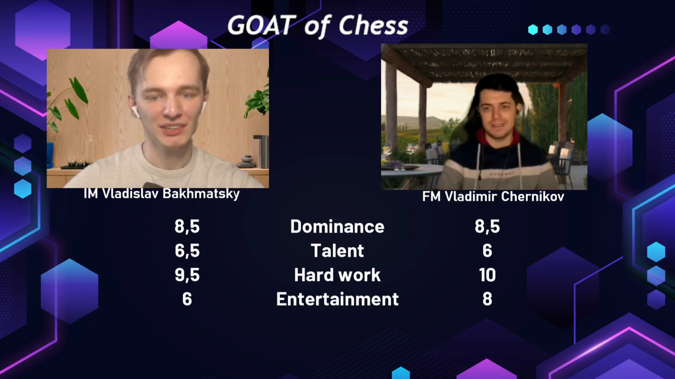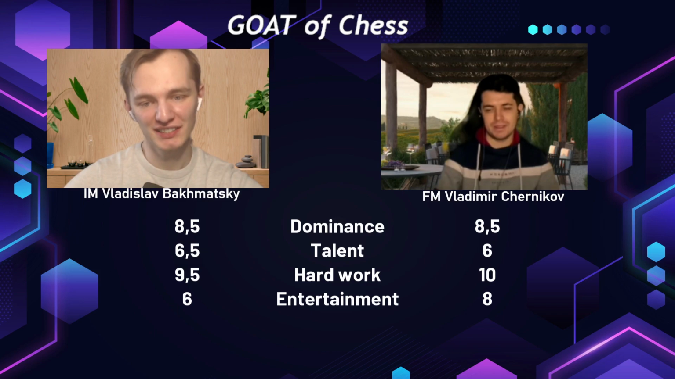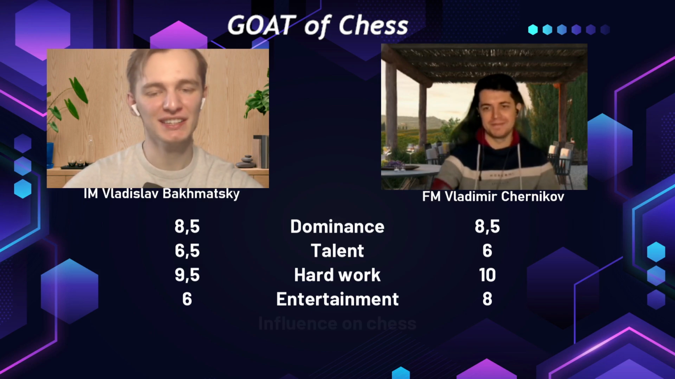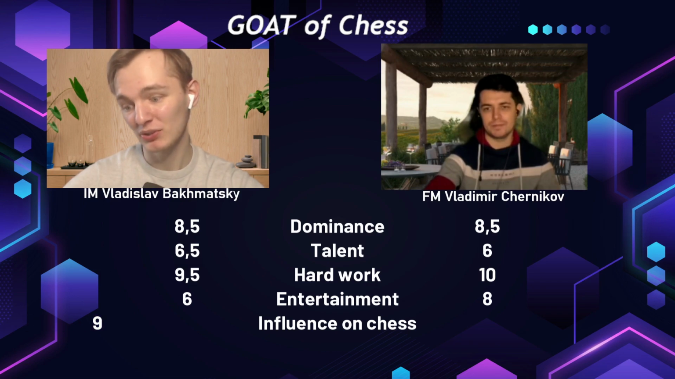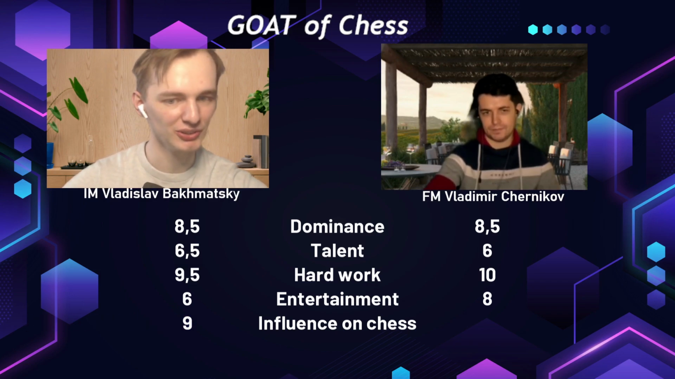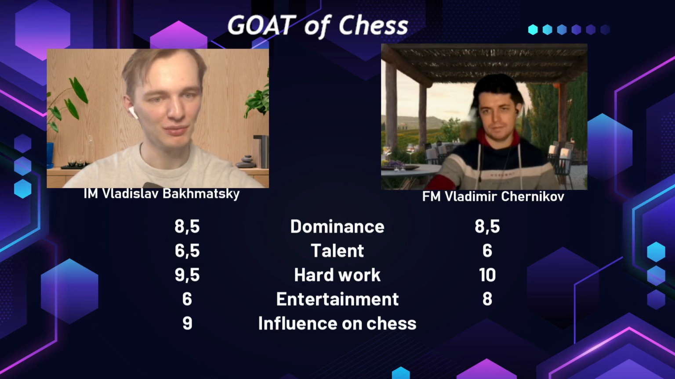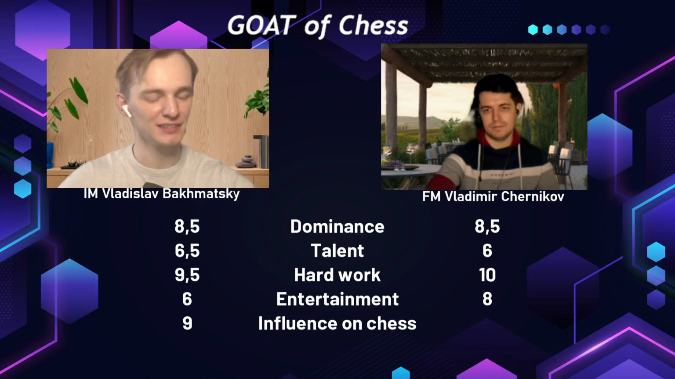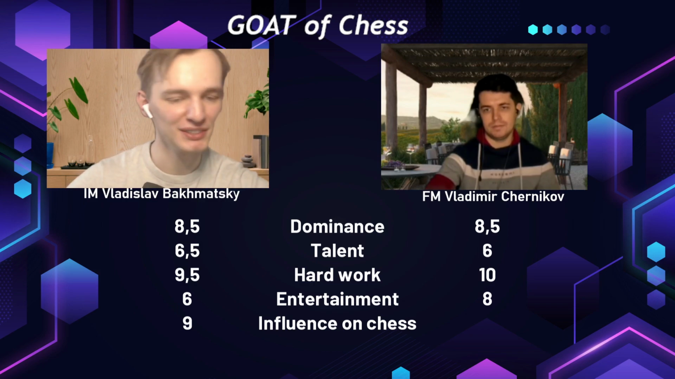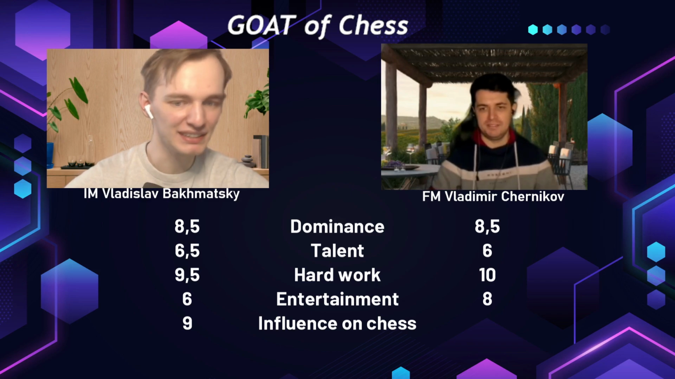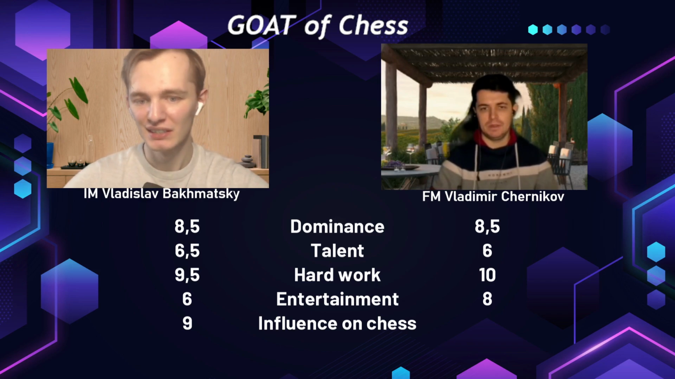Okay, influence on chess. I actually regret already giving him 6, but okay, influence on chess, I'm gonna give him 9. Because the Botvinnik system in the Caro-Kann is a totally crazy system, with Bishop g5, dc, h6, then Bishop g5, sacrifice on g5. I don't know if Vladimir understands what I'm talking about, but there are a lot of cool theoretical lines, a lot of cool novelties, so his influence is really huge.